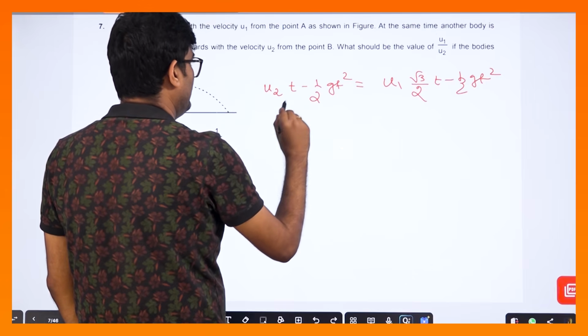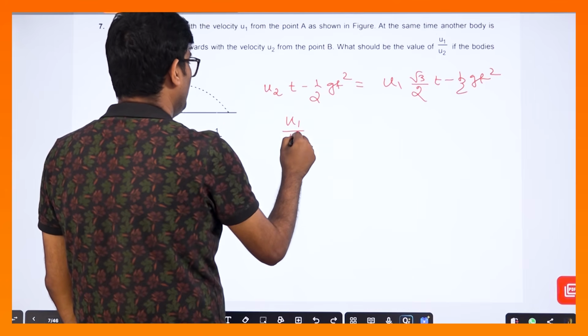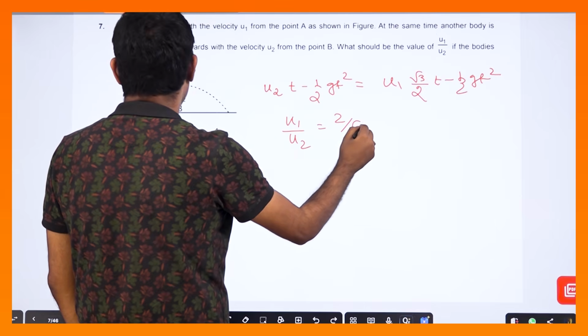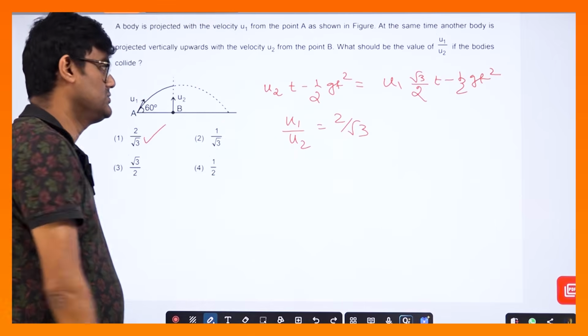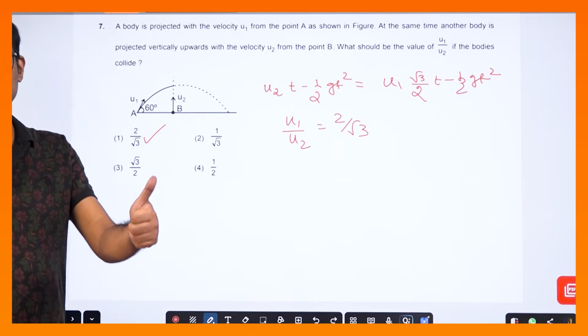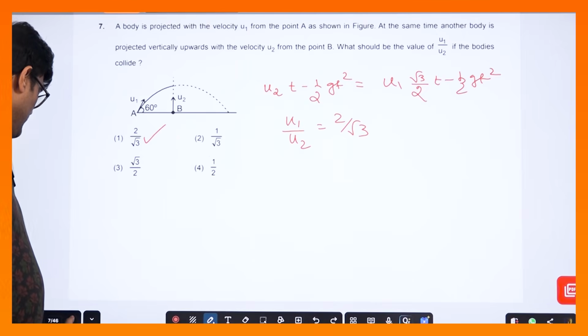In this case, t will get cancelled out, so the value of u1 by u2 is 2 by root 3. Option A is the correct choice. Both of them have to have the same vertical velocity.